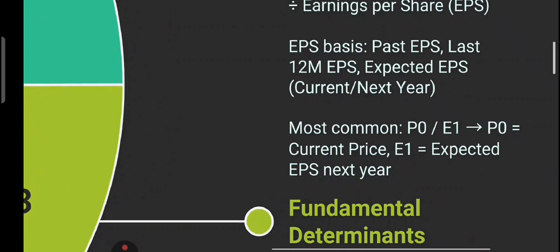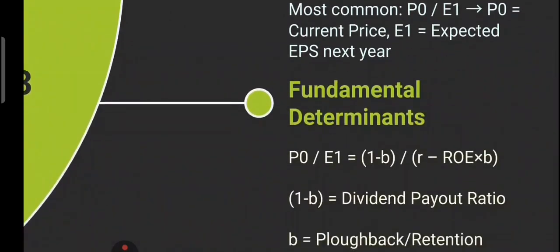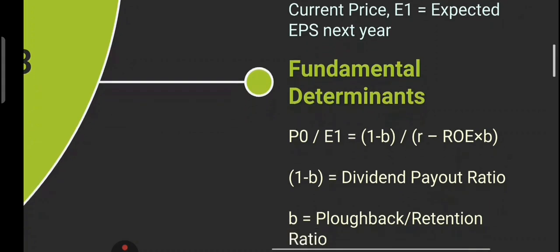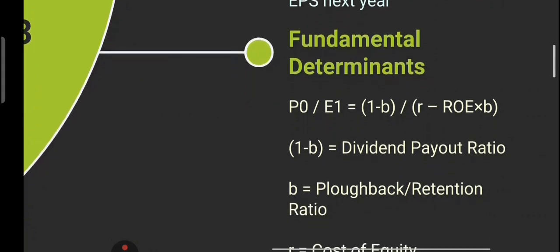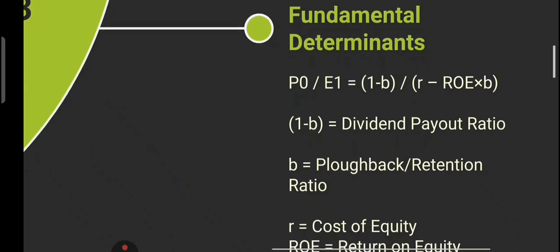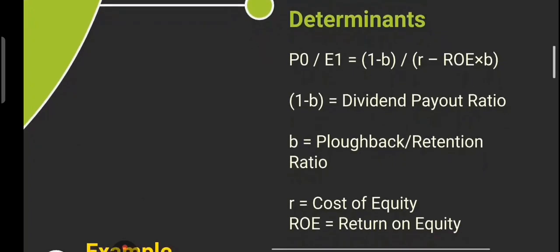Now fundamental determinant, very important. So this is a bit of math. Just remember this formula, because questions are asked to calculate P0 by E1. The formula is (1 minus b) divided by (r minus ROE times b). So what is 1 minus b? 1 minus b is called the dividend payout ratio.